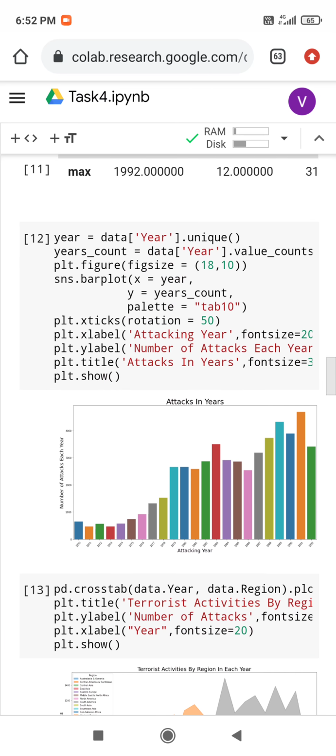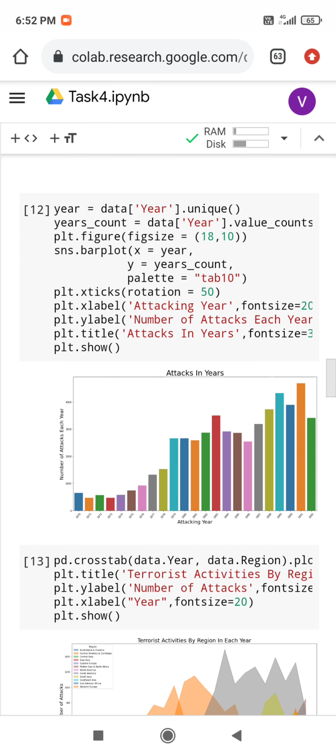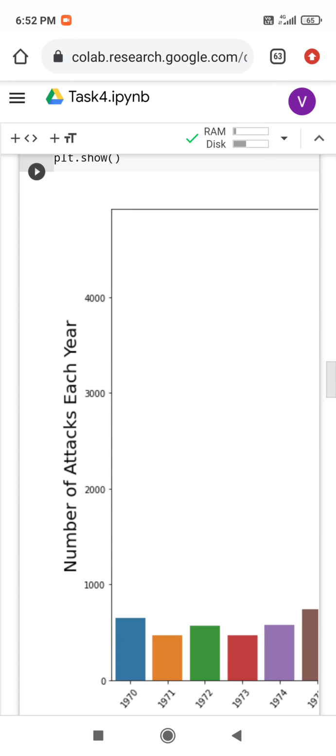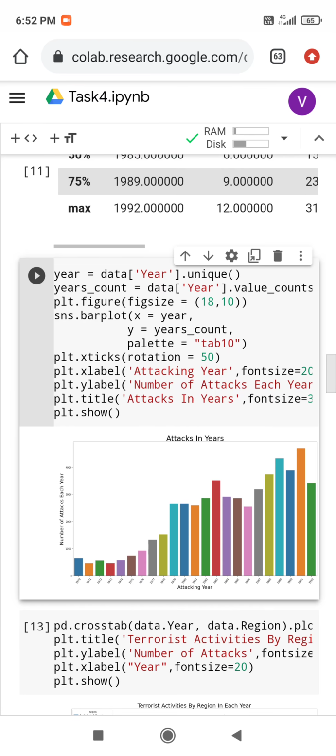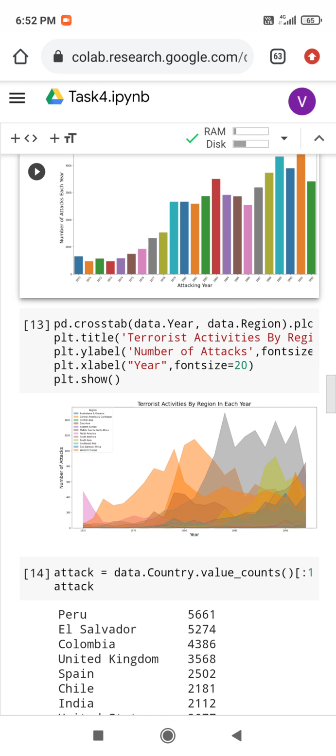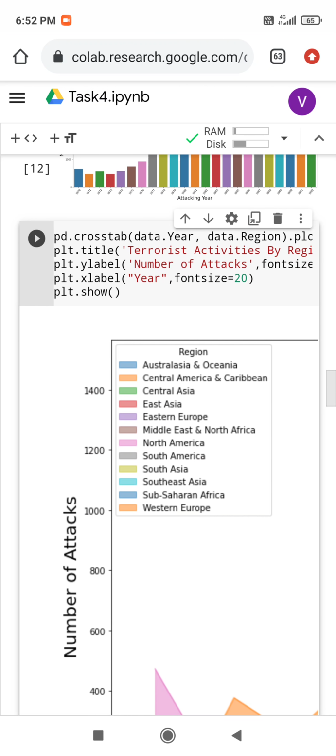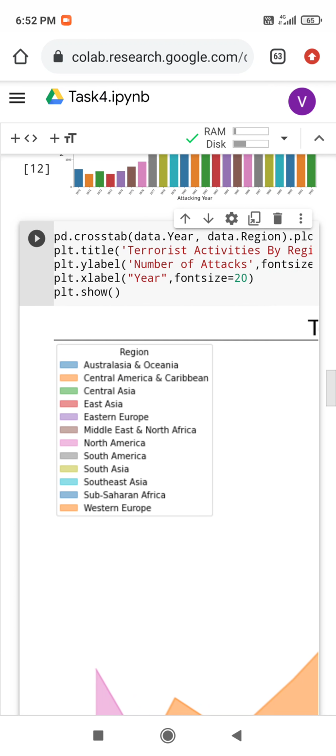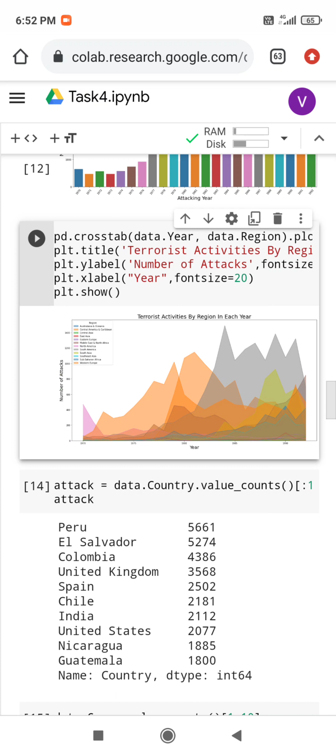Later we are representing how many attacks happened in every year. So this is the graph which represents how many attacks happened every year. Next, this is the graph which represents the number of attacks that happened every year in particular regions. So here the regions include Australia. In the entire world, some of the regions we have taken are these. So at these places the attacks are happening. So this is the graph of those attacks.